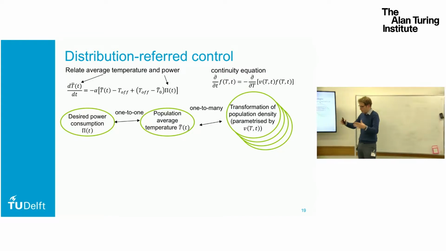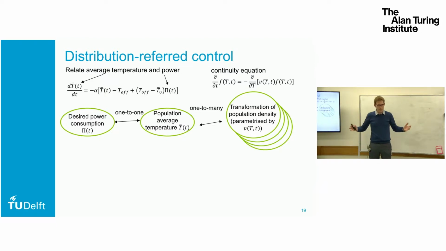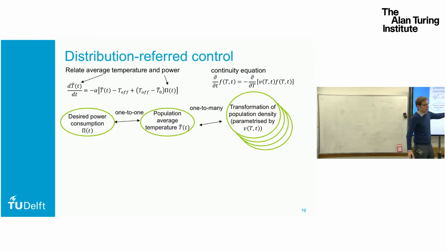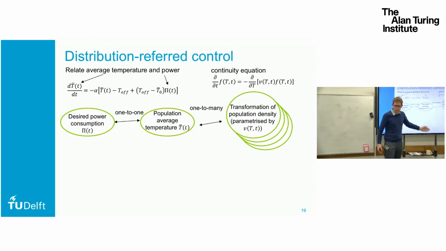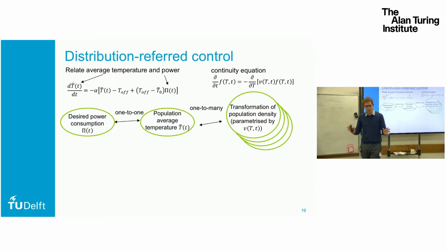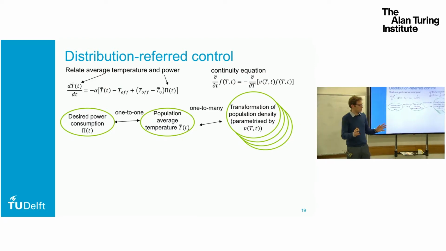So we just take the approach that, well, let's play with the density. And there are many ways in which we can do that that all lead to the same change in population average temperature, right? So they all correspond to the same change in power consumption for this population. So actually this gives us freedom. Right? So we can pick a nice transformation that gives us the properties we like.